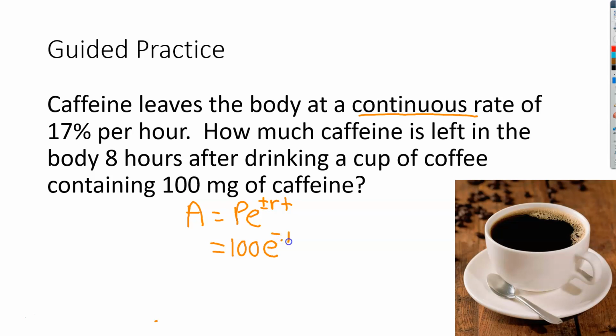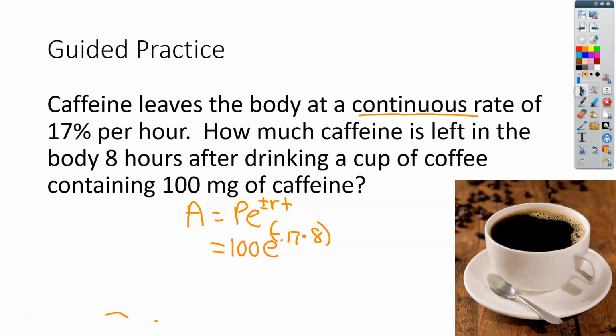0.17, right? Because you want to divide it by 100. And we're going to multiply that by something as well. Kiara is not with us today. Hannah, what am I going to multiply by? The time is 8. Okay, and then you guys get to punch it in on your calculator. So go ahead and punch that in on your calculator, see what you guys get, and I'll call on you to share it out in just a second.